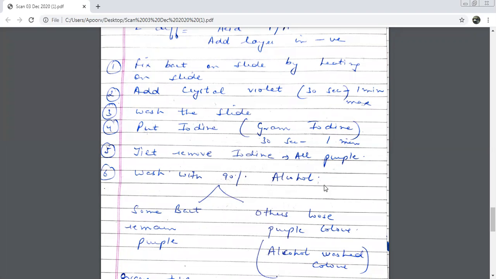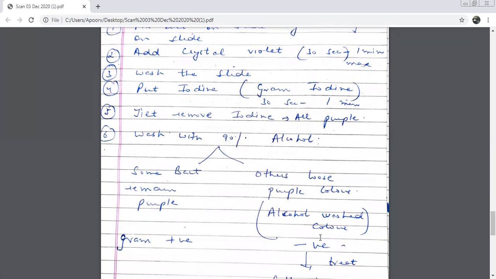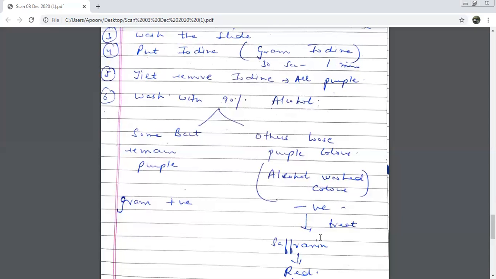Now you will wash them with 90% alcohol, that is acetone. You can use the best available one, which is easily available in the lab. Some bacteria will retain the purple color. We call them gram positive. Others will lose the color when you wash them with alcohol. We are going to call them gram negative. Superficially, the color may look purple for a short time.